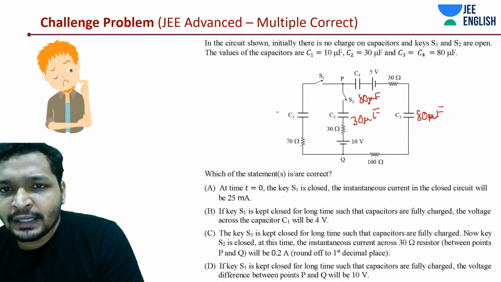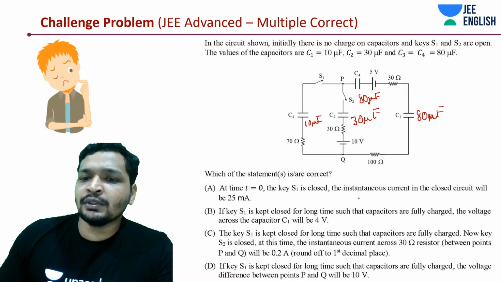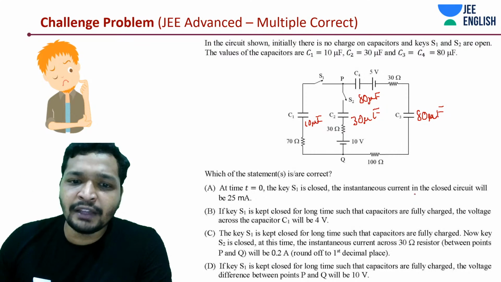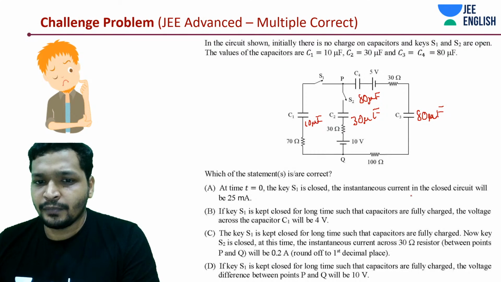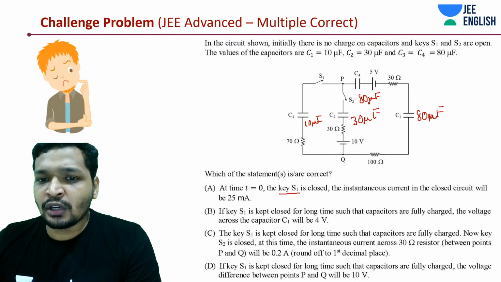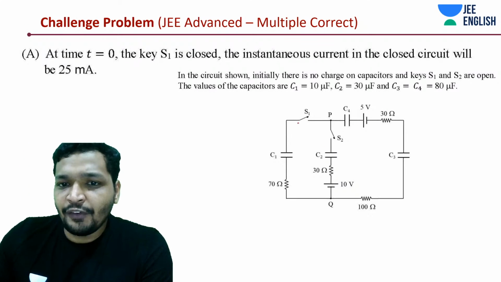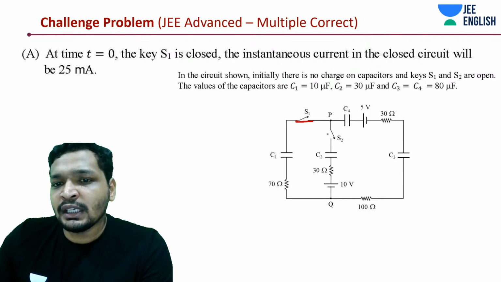You should not be writing it down, students. You should be first reading the options. What does the option say? At time t is equal to 0, if key S1 is closed, the instantaneous current in the closed circuit will be 25 milliampere. Only S1 is closed. Notice the question. If S1 is closed, how would the circuit behave? As this is anyway open circuit.